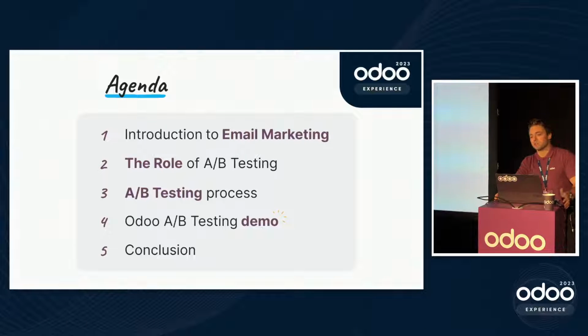So the agenda for today is to first go back to the basics of email marketing. Quickly we will cover that, then we will define what A/B testing finally is, and the role of A/B testing, and the process to have good A/B testing in email marketing campaigns. We will cover that also in an Odoo database to see concretely in action how it looks and how easy it is to do with Odoo. And finally we will conclude with some tips and tricks to take away.